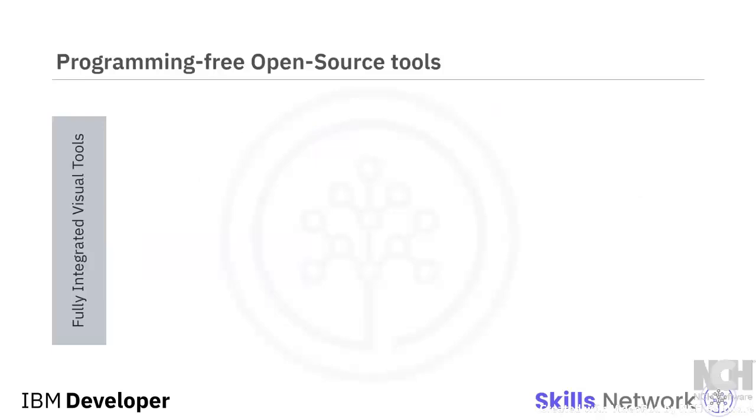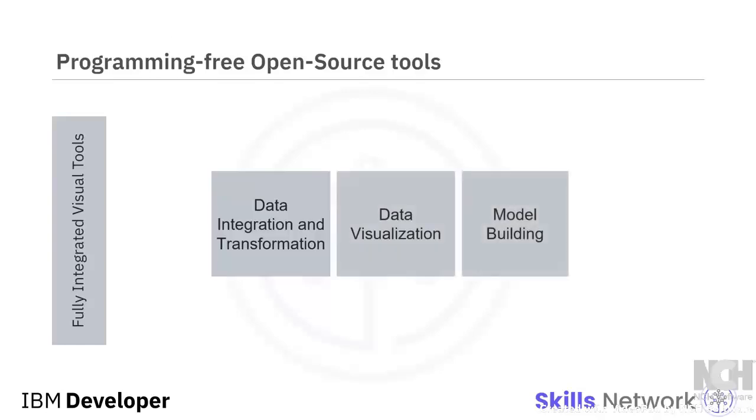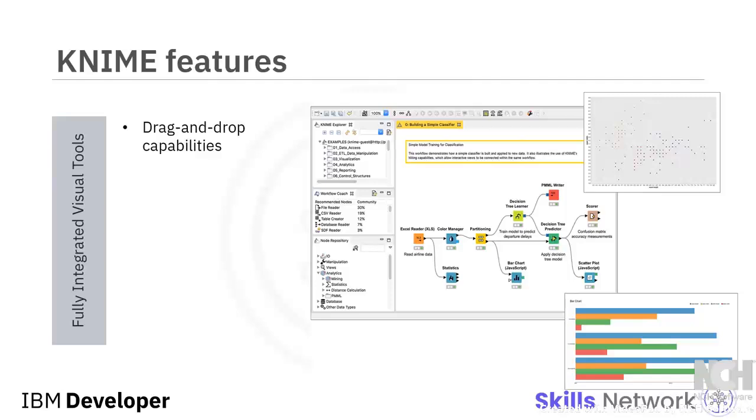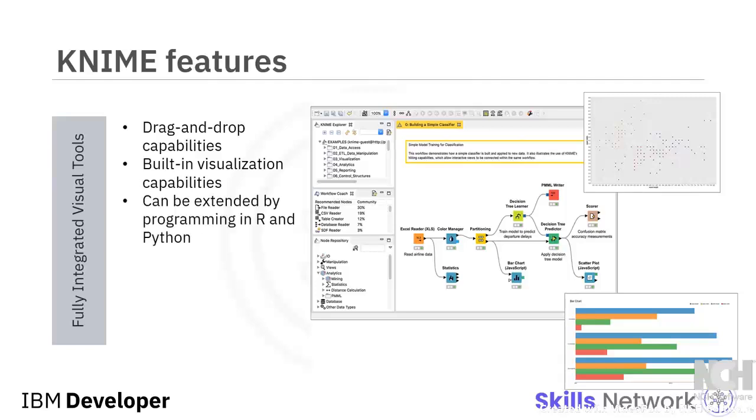Let's look at open source tools for data scientists, which are fully integrated and visual. This means no programming knowledge is necessary. The tools support a subset of important tasks that include data integration and transformation, data visualization, and model building. Now, KNIME originated from the University of Konstanz in 2004. As you can see, KNIME has a visual user interface with drag-and-drop capabilities. It has built-in visualization capabilities. In addition, it can be extended by programming in R and Python, and even has connectors to Apache Spark.